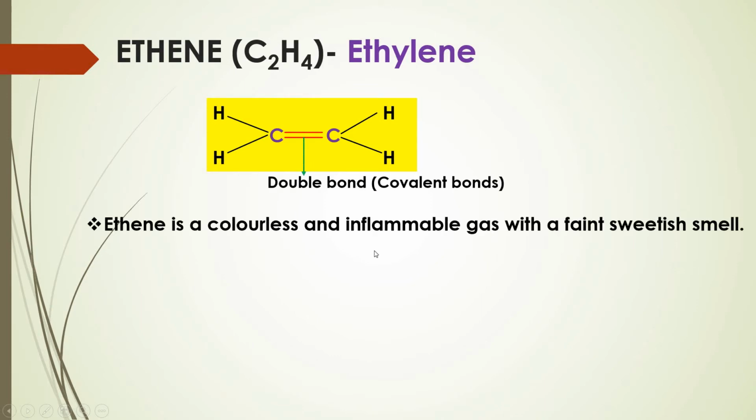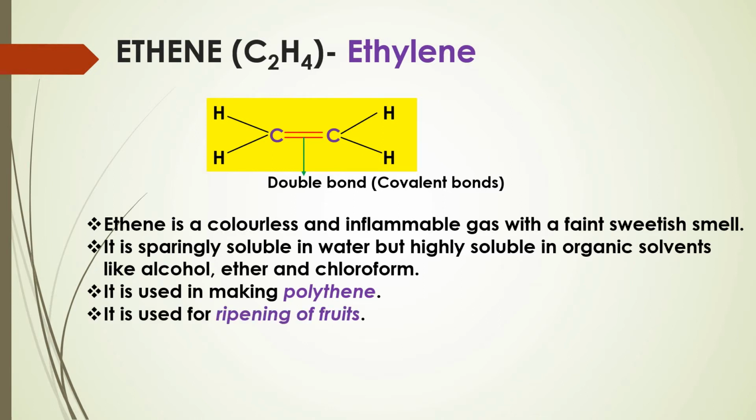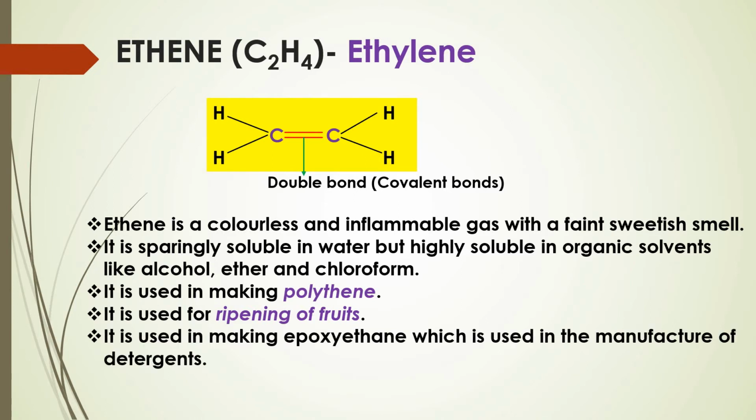Now, ethene is a colorless and inflammable gas with a faint sweetish smell. It is sparingly soluble in water but highly soluble in organic solvents like alcohol, ether, and chloroform. It is used in making polythene, the polythene which we use to carry different items in our everyday life. It is also used in ripening of fruits, and it is used in making epoxyethane, which is used in the manufacture of detergents. So ethene also plays a very important role in manufacturing detergents.